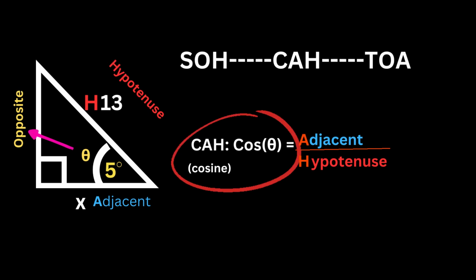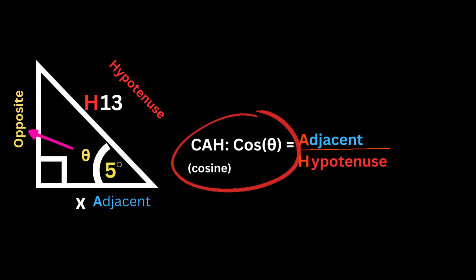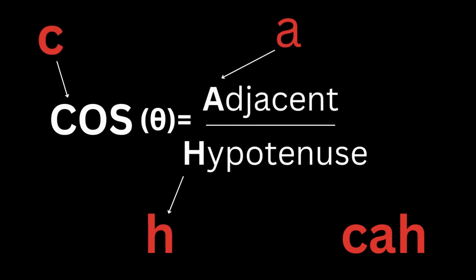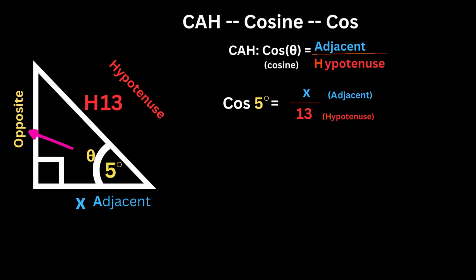SOHCAHTOA. Gotta love it. And here's a tip: when you think cosine, think CA. Just a word trick to help us remember adjacent over hypotenuse. Now, using the cosine function, we write the equation as: the cosine of angle 5 is equal to the adjacent side, which is x, divided by the hypotenuse, which is 13.